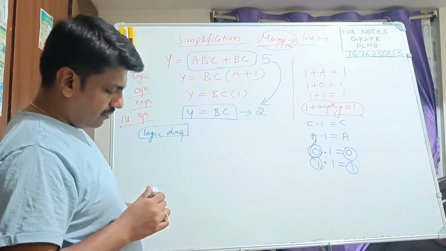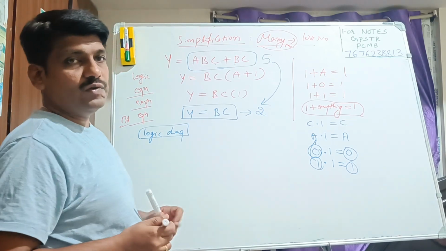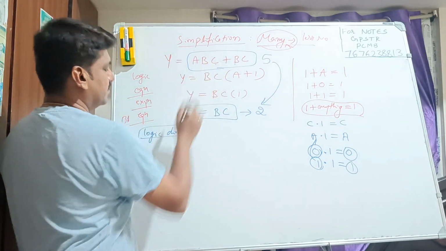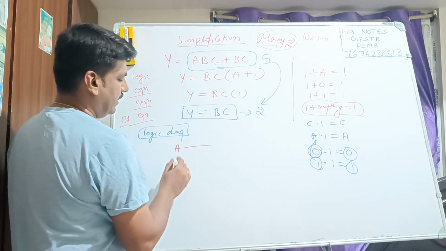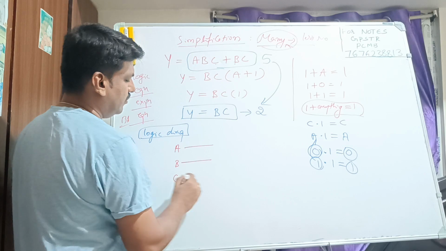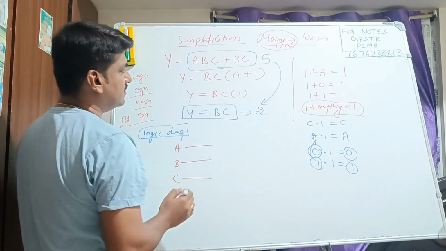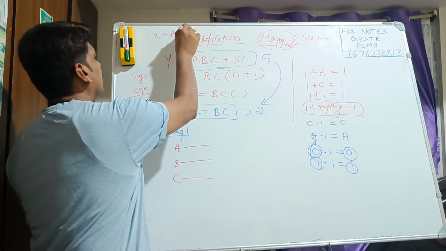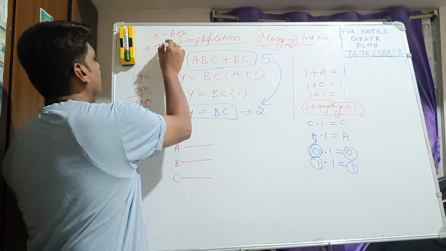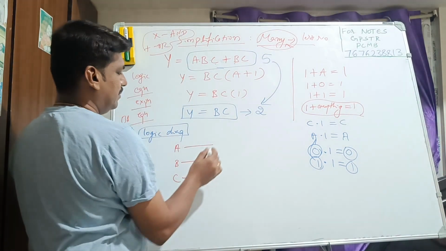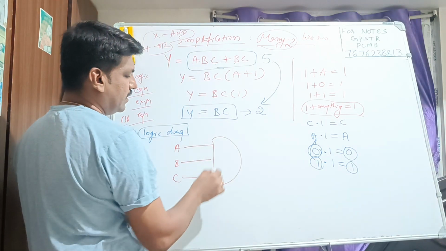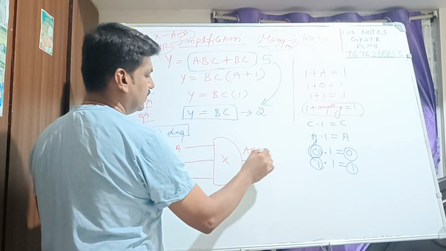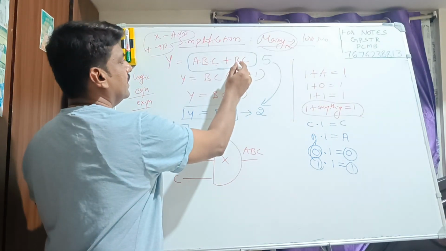The logic diagram we will write for both equations, this one as well as this one. We will start with this. A one line, B one line, C one line. Between A, B, C, what is the gate? It is multiplication. If it is multiplication, which gate should you use? AND. If it is addition, which gate? OR, right? Multiplication with three inputs, so here you will get ABC.